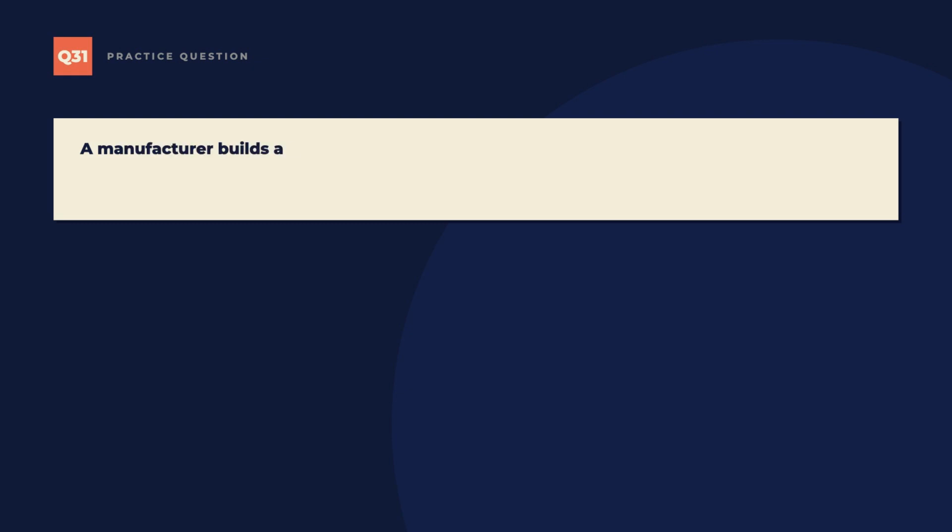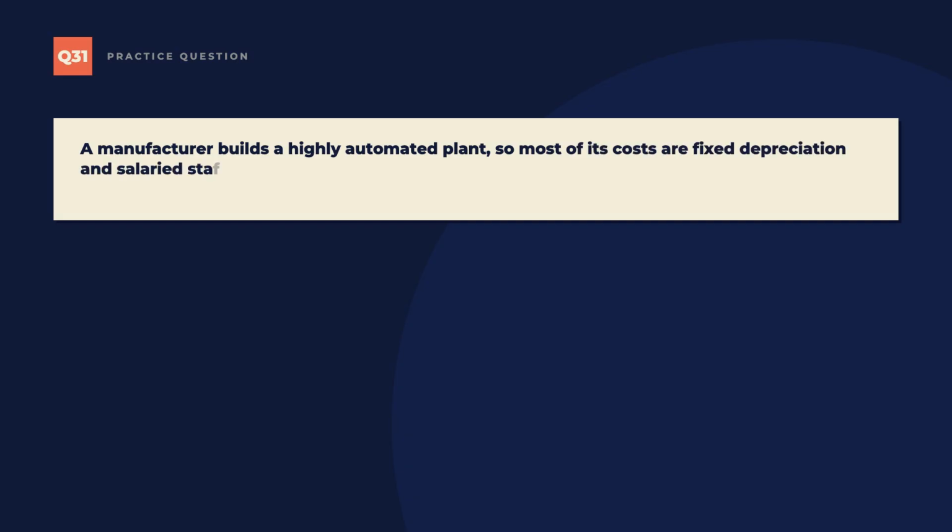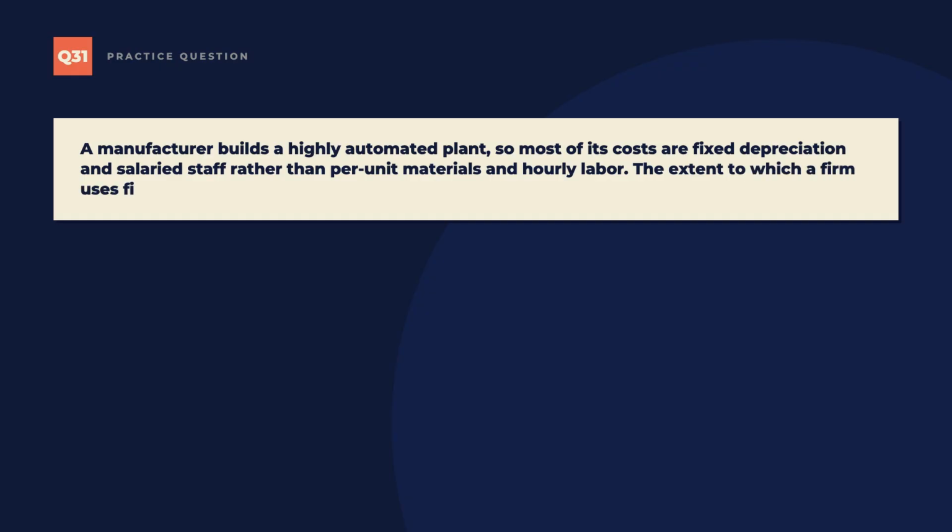Question 31. A manufacturer builds a highly automated plant, so most of its costs are fixed depreciation and salaried staff rather than per unit materials and hourly labor. The extent to which a firm uses fixed rather than variable operating costs in its cost structure is called what?